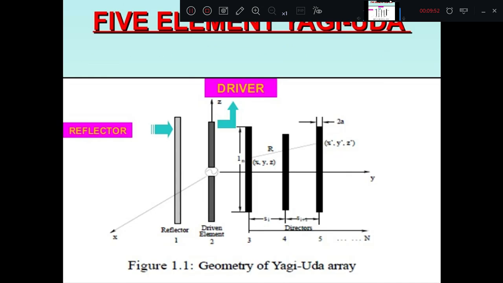This is an example of the geometry of a Yagi-Uda antenna where 5 elements are used. You can use 1, 2, 3, 4, 5. The second one acts as the driven element, the first acts as the reflector, and the remaining 3 act as directors. The spacing between each director is S1, S2, and so on. It could be uniform or it could be non-uniform also.